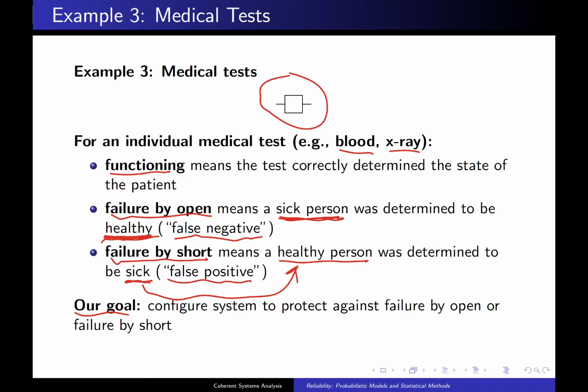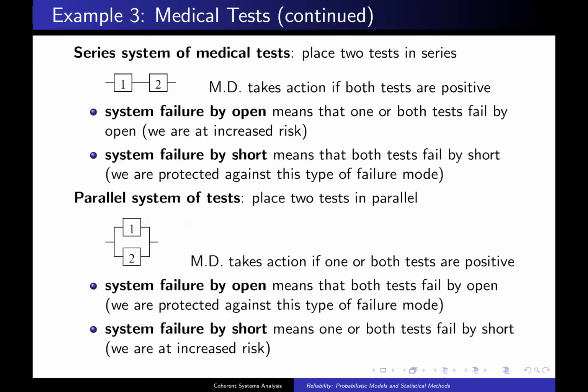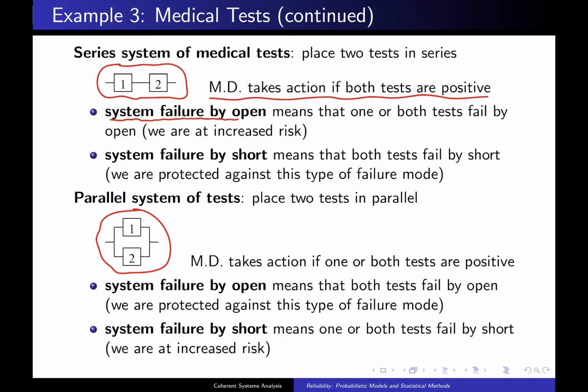We're going to set up parallel systems and series systems. So in both cases, we now have two components, and there is the series arrangement, and here is the parallel arrangement. In the series arrangement, the doctor will take action if both of the tests are positive, which means they both indicate a problem. Well, what is system failure by open?